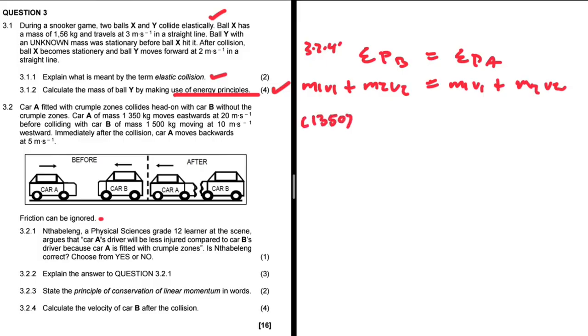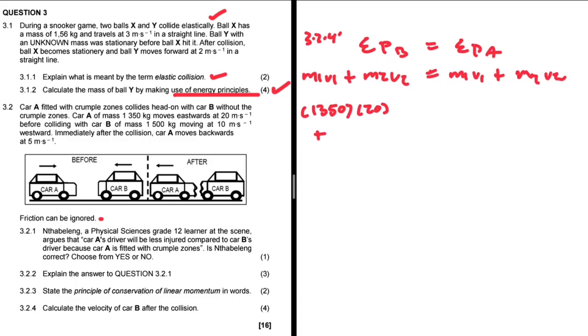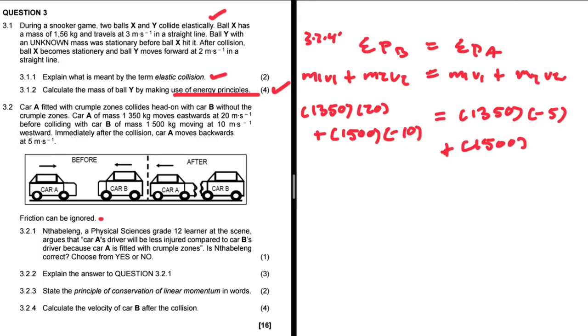Okay, so car A has a mass of 1,350 kilograms. It's moving eastwards at 20 meters per second, so that is going to be multiplied by 20, plus the momentum of car B. It has a mass of 1,500 kgs, and then it's moving westward with a speed of 10 meters per second. So that is multiplied by minus 10 because we're taking direction to the east as positive. And then after the collision, car A moves backward at 5 meters per second. So we're going to have 1,350 kgs multiplied by minus 5 plus 1,500 multiplied by v, the velocity of car B after the collision.